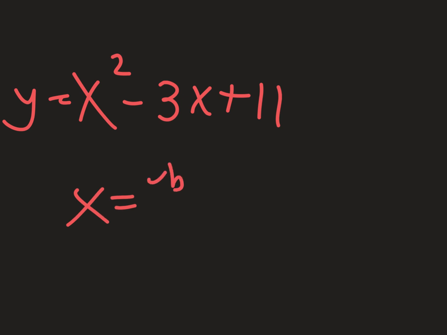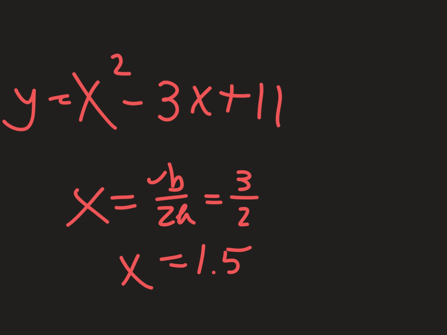Did you know it was negative b over 2a? And therefore negative of negative 3, which is 3, over 2a, which is 2 times 1. It's 3 over 2, or 1.5. And if you write the whole thing, x equals 1.5. That makes even more sense.